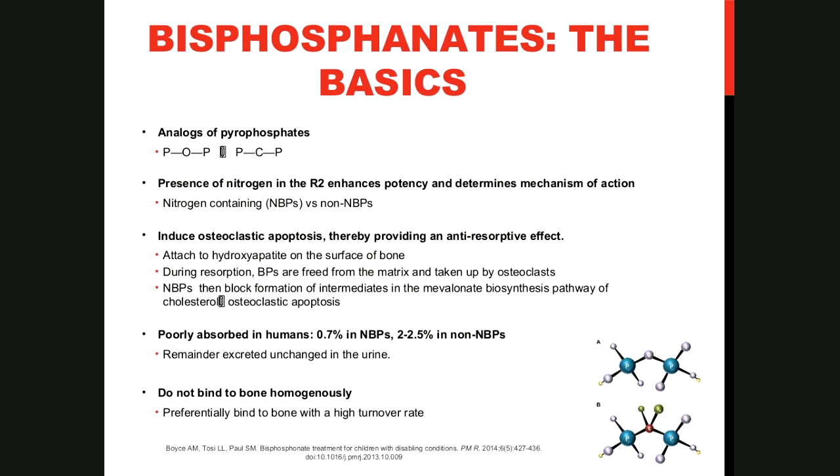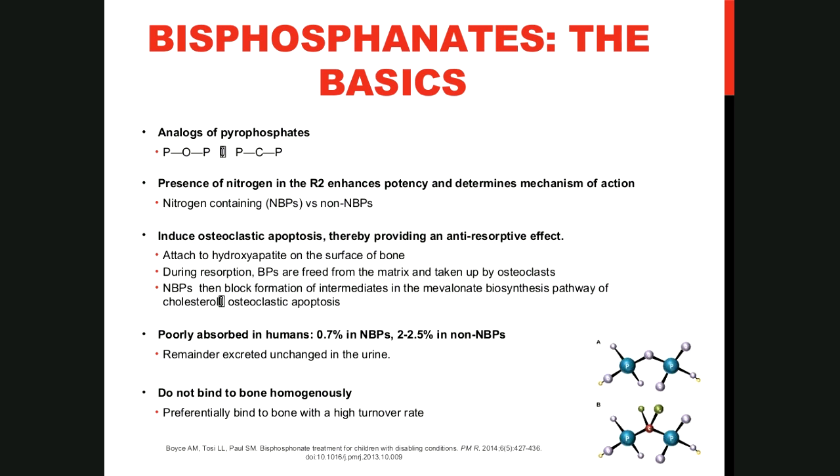So bisphosphonates are synthetic analogs of pyrophosphate, which is an endogenous regulator of bone metabolism. If you look at this picture here in the right corner, the bottom molecule is a bisphosphonate molecule and the top molecule is pyrophosphate. And so in bisphosphonates, the central oxygen of pyrophosphate is replaced by a carbon atom, which renders the molecule resistant to enzymatic hydrolysis. And then there are two side chains called R1 and R2. In the newer bisphosphonates, the R2 contains nitrogen, and this is something that really enhances the potency of the drugs.